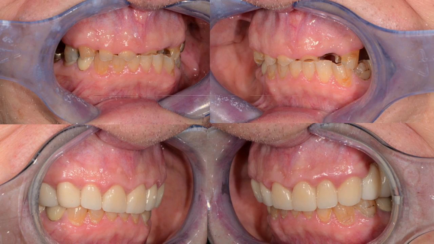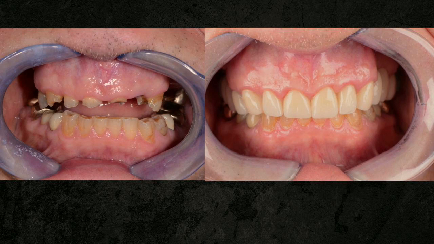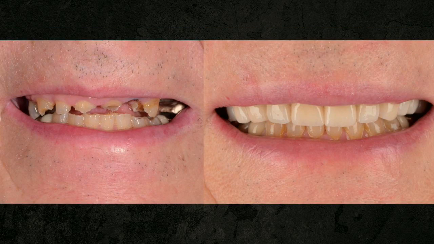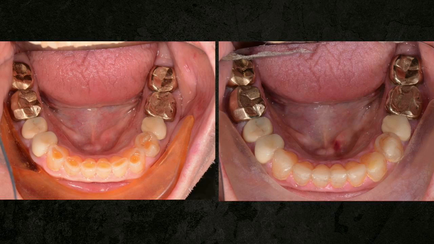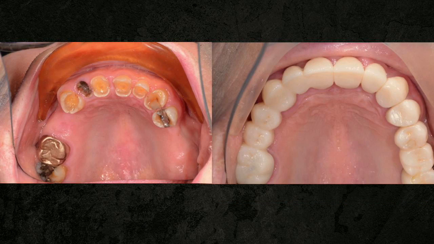So when we get him all in his permanent dentistry, this is the final zirconia work. And again, the bonding on the bottom is adhesive, and the implants are loaded on that back quadrant. All right, so kind of pre-op, provisional, and then the final.